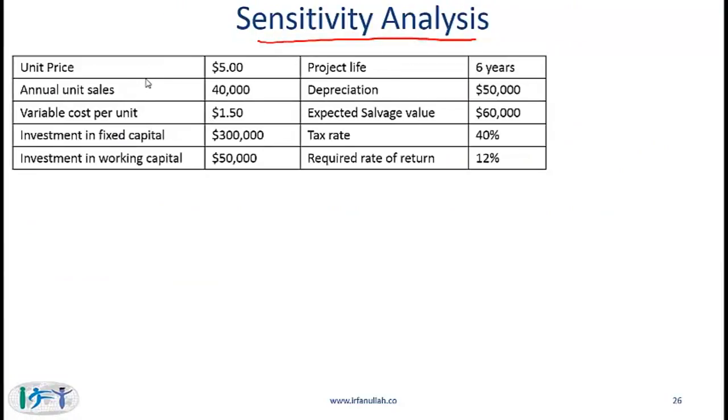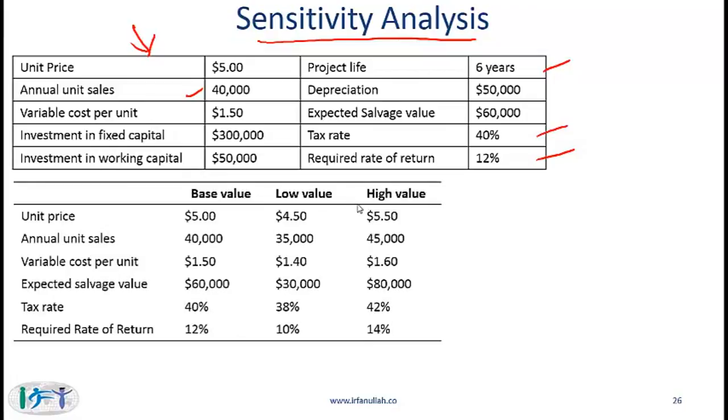You are doing a project with this situation. You are selling widgets. Each widget has a price of 5. The expected annual sales number is this. You are given the unit cost, the investment amount, the project life, depreciation, expected salvage value, tax rate, and required rate of return. Now we'll skip the calculation because I'm sure you can do the calculation.